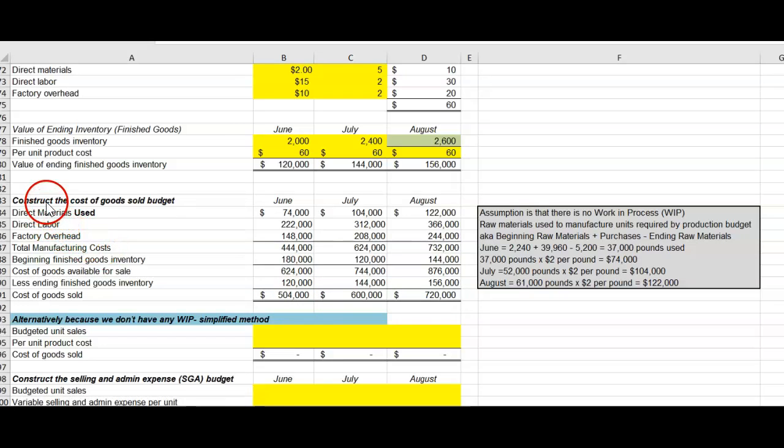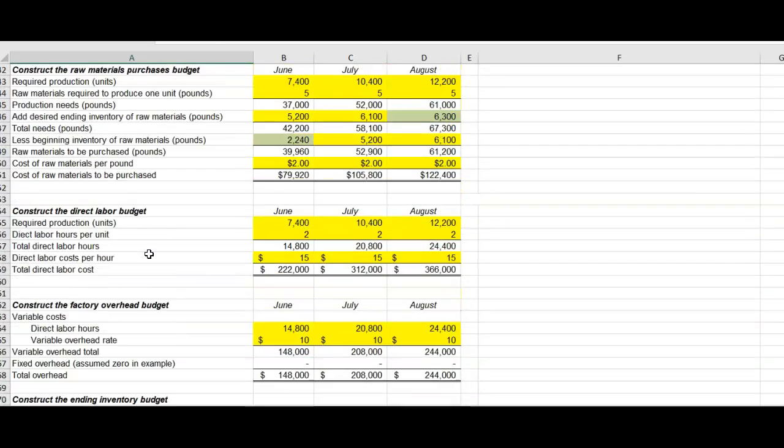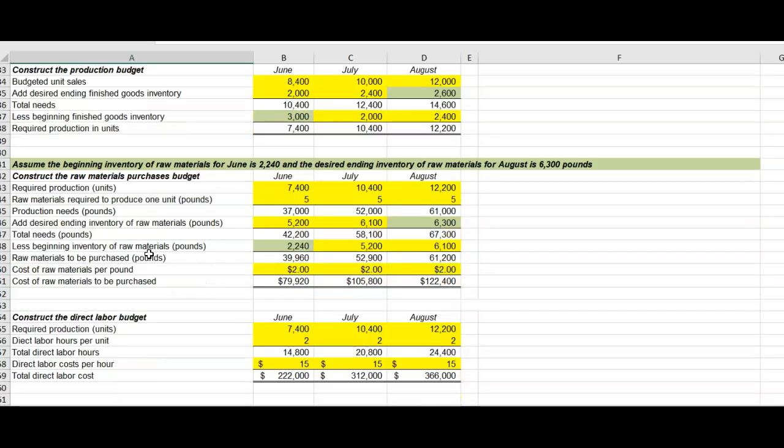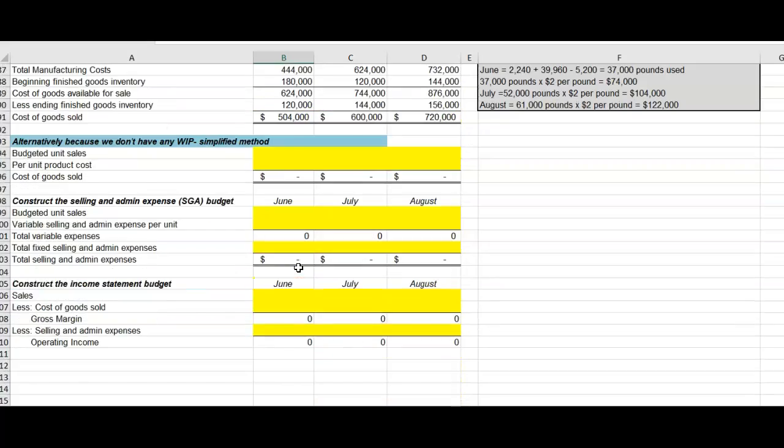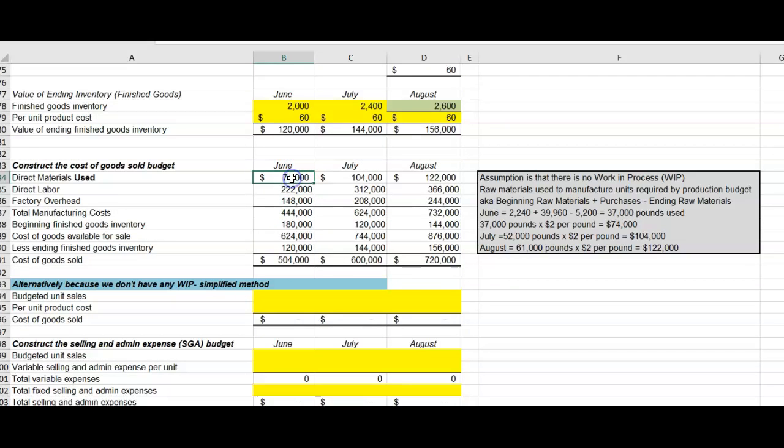So if you look here, direct materials is the only one that's a little more complex. What we actually want to have here is only the direct materials that were actually used in that period to produce goods. So if you scroll back up to our direct material budget, this is all that was required in pounds to produce our required production for the month. So this is actually all you need for your direct materials used. You need these number of pounds here multiplied by the cost per pound. So if you scroll back down here, 37,500 multiplied by $2 gives us our 74,000. So that's what we're actually using here.